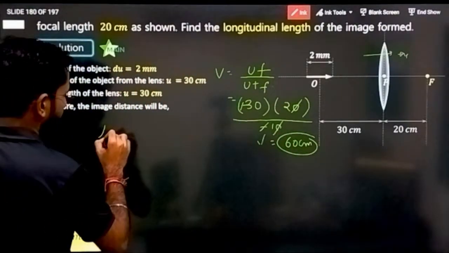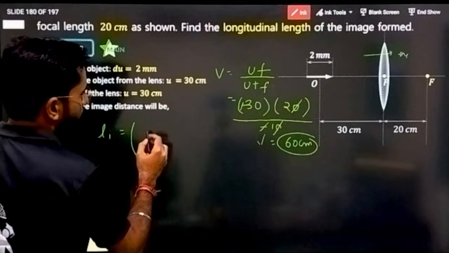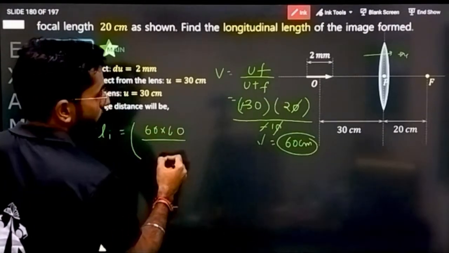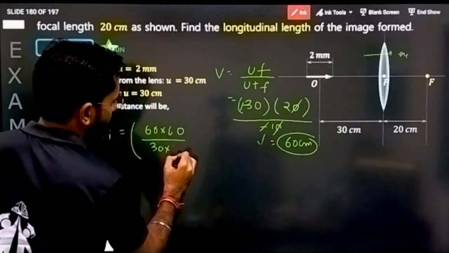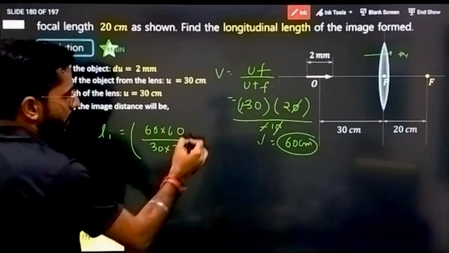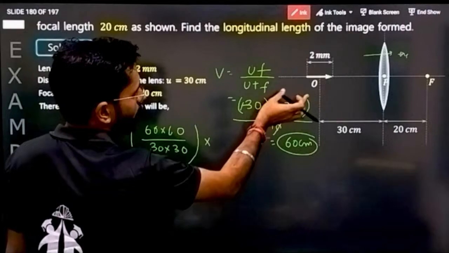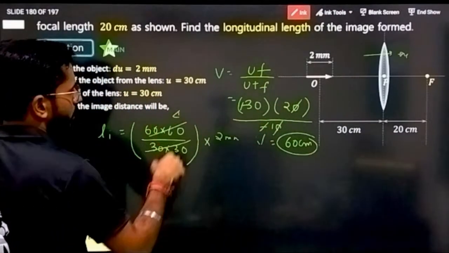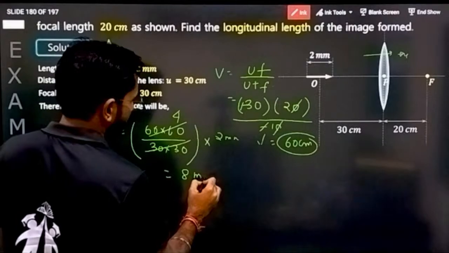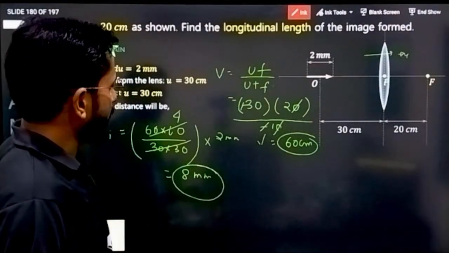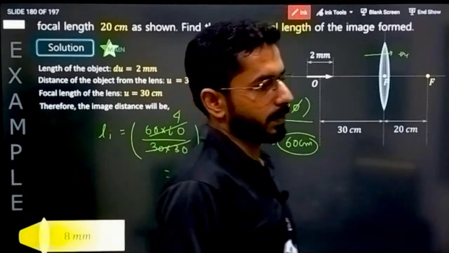Now I have to calculate the length of the image. Length of image I will be saying v square by u square. v square means 60 into 60, divided by u square means 30 into 30. And negative will be there, but if you square the negative, it will vanish. Multiplied by the length of the object. Tell me, what will you write for the length of the object? 2 millimeter. Cancel this. How much will it become? 4. Multiply, 8 millimeter. And it is coming positive 8 millimeter.